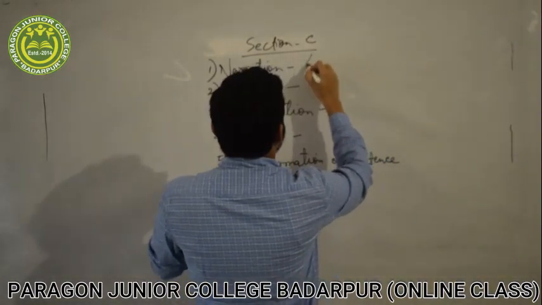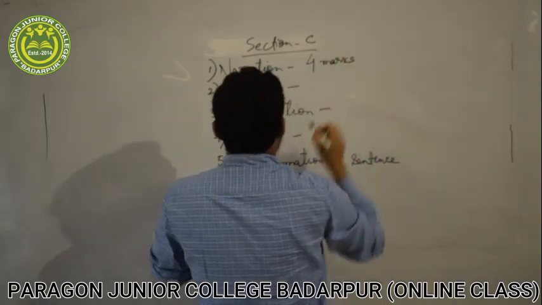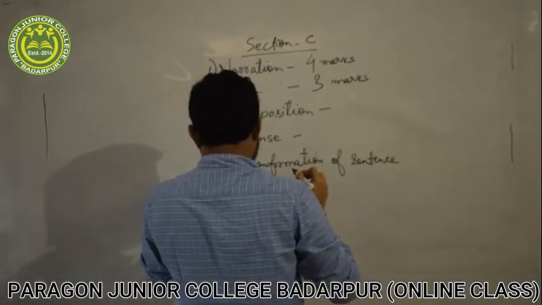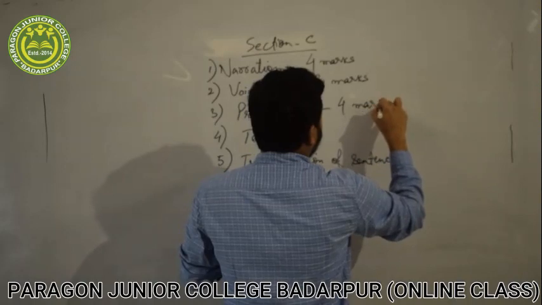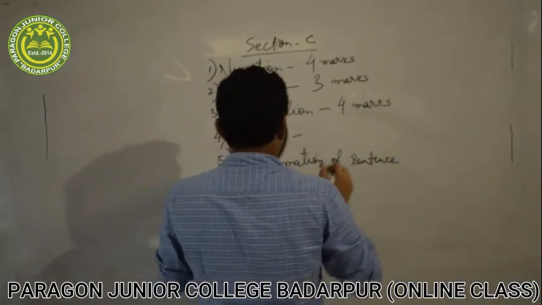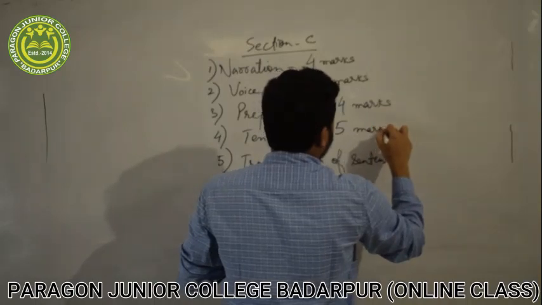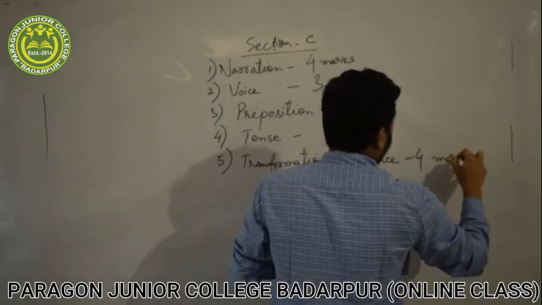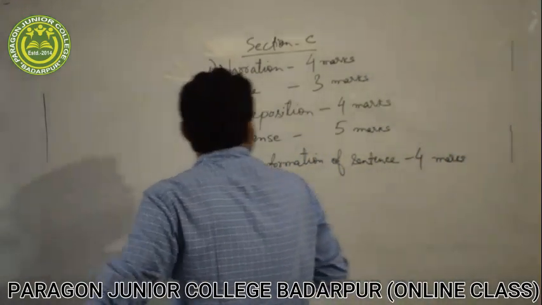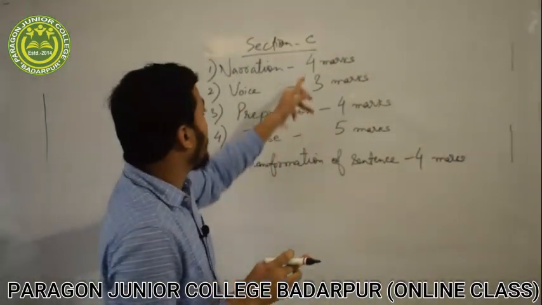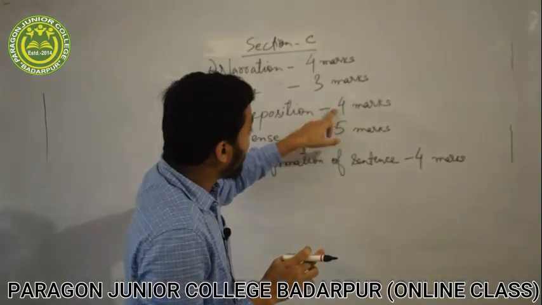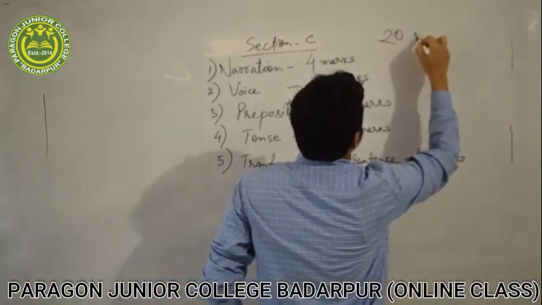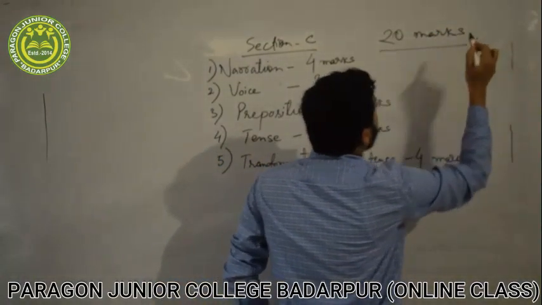section. Narration consists of 4 marks. Voice change consists of 3 marks. Preposition 4 marks. Tense 5 marks. Transformation of sentence 4 marks. So just add it and see whether it's 20 or not. 4 plus 3 is 7, plus 4 is 11, 11 plus 5 is 16, 16 plus 4 is how much? 20. So total 20 marks are there in this section.